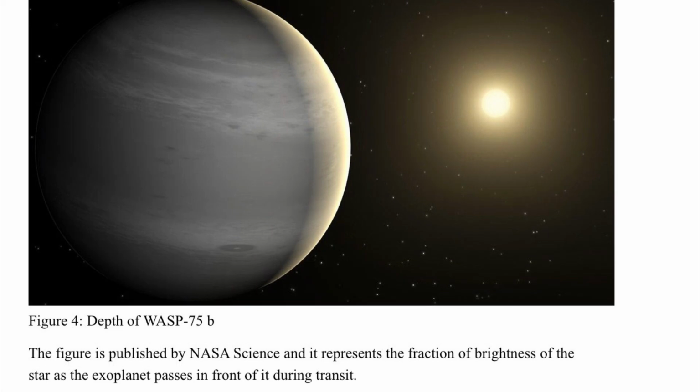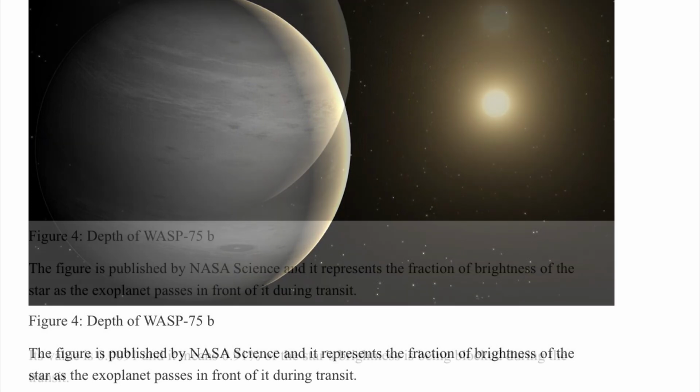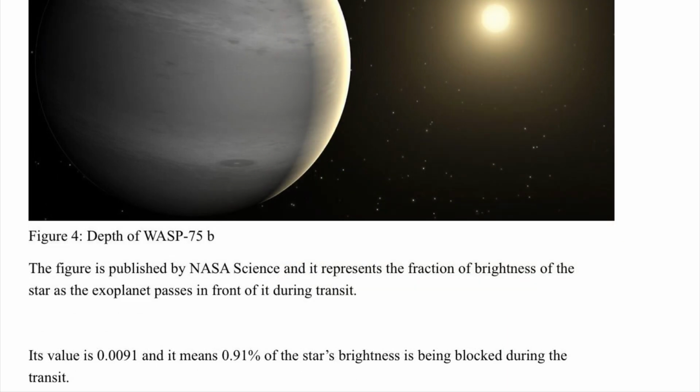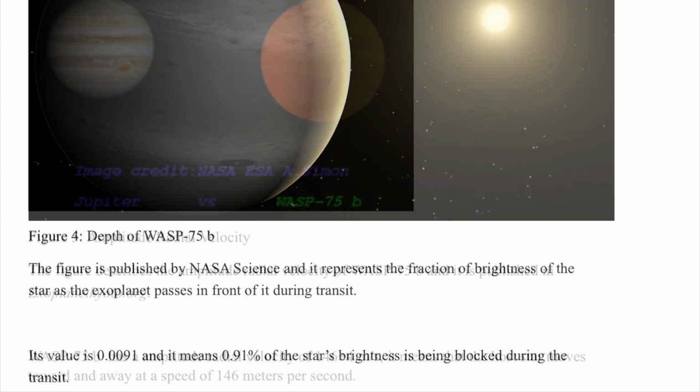The depth is equal to the ratio of the exoplanet's area to the host star's area, which corresponds to the brightness of the star as the exoplanet passes in front of it. Its value is 0.0091, and it means that 0.91% of the star's brightness is being blocked during the transit. It supports the suggestion that the exoplanet is likely a gas giant of sub-Jupiter or Neptune size if the host star is Sun-like.